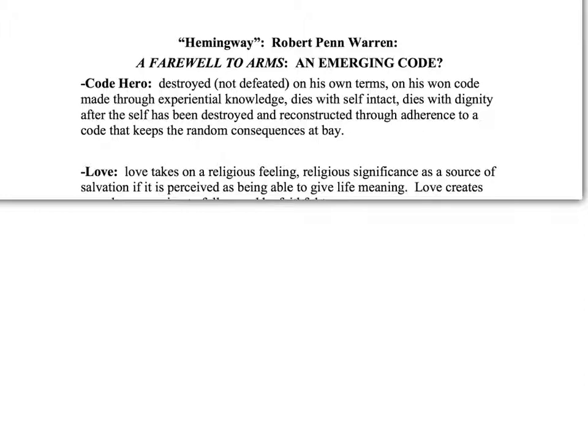He dies with his self intact, dies with dignity after the self has been destroyed and reconstructed through adherence to a code that keeps the random consequences at bay. So running orders through chaos becomes really important to these characters because the orders that they create are self-imposed.